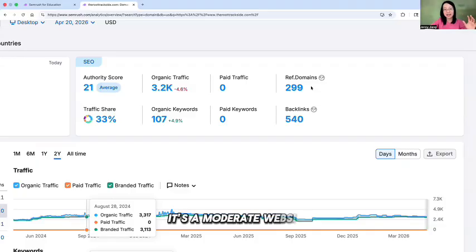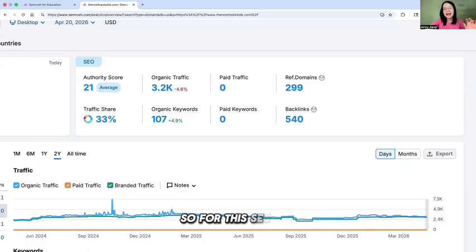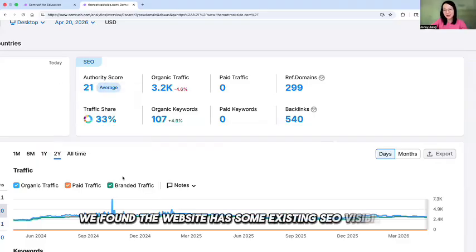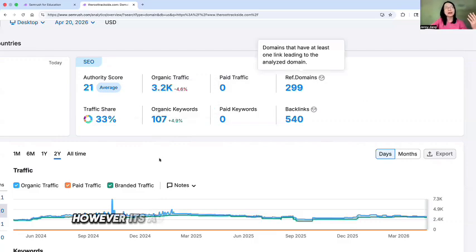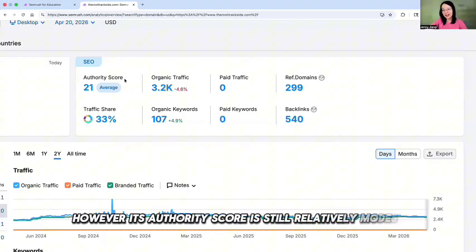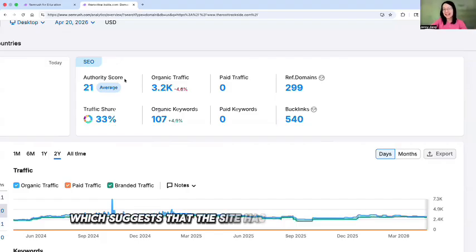It's a moderate website. So for this section, I want you to write one short paragraph, something like this. By looking into the four metrics here, we found the website has some existing SEO visibility. It receives organic traffic. It ranks for over 100 keywords and it has backlinks from other domains. However, its authority score is still relatively modest, which suggests that the site has room for improvement in overall SEO strength. That type of paragraph is plenty for this project.